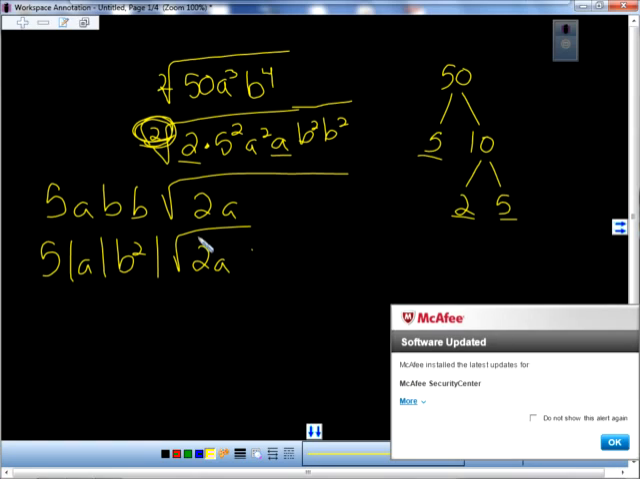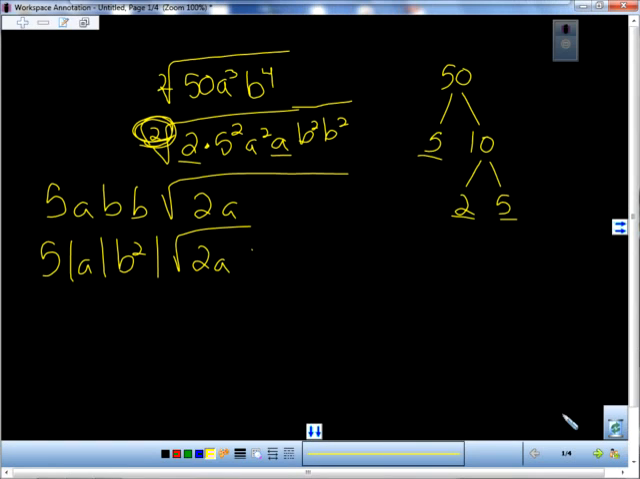So that's only for variables. Because if you take the absolute value of 5, what do you get? 5. So you just simplify it.